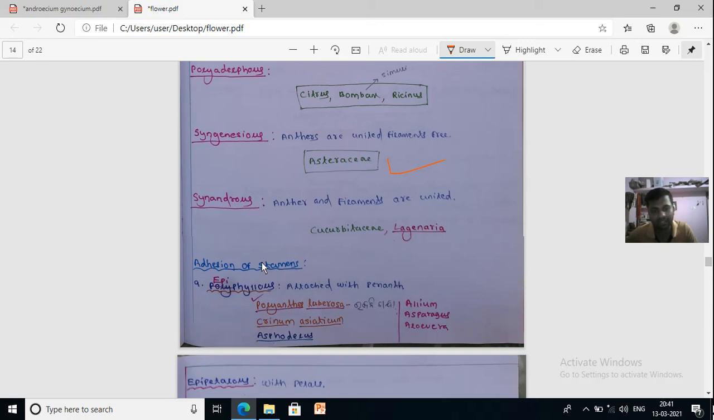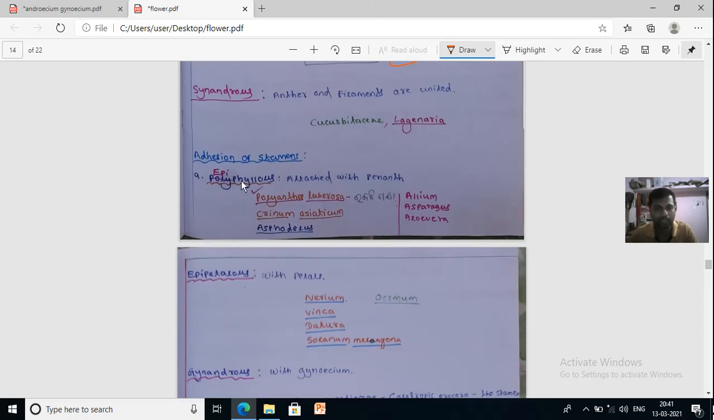Next is adhesion. Adhesion means the attachment of the stamen with any other whorl of the flower. The first is the epiphyllous condition, if the stamen is attached with the perianth. Perianth means when the calyx and corolla are not differentiated. It is found in Polianthes tuberosa, Crinum, Asphodelus, Allium, Asparagus, Aloe vera, etc.